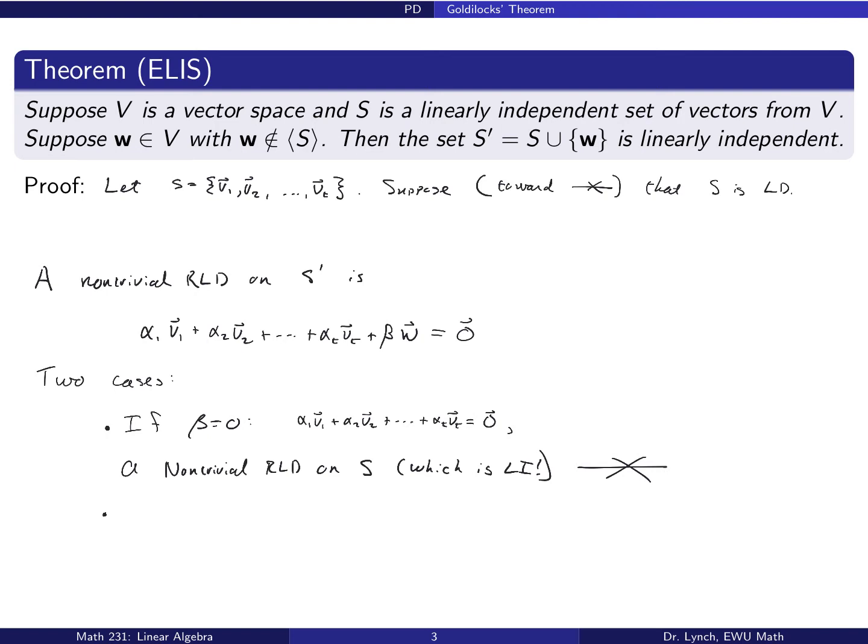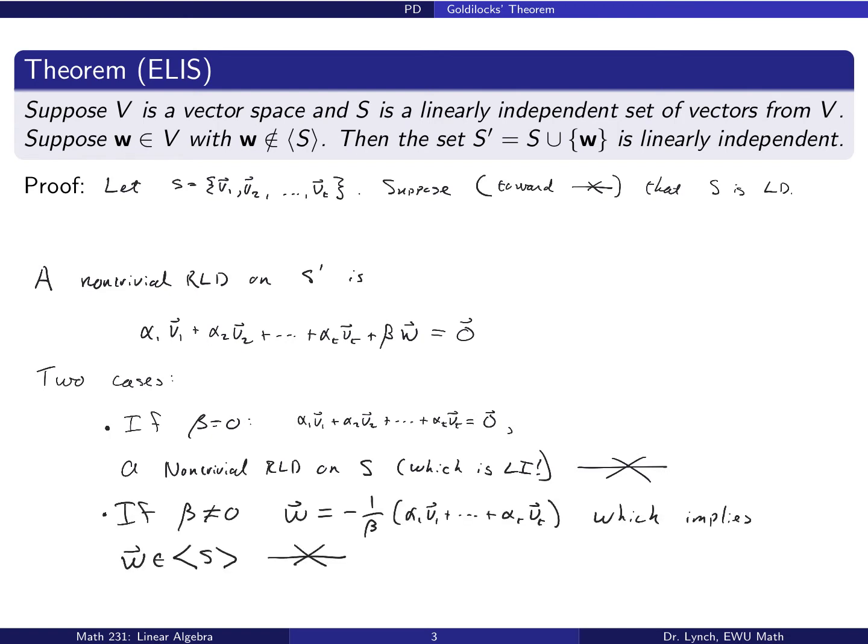Now, on the other hand, if beta is not 0, well, then we can write one vector as a linear combination of the others, and we see that therefore the set is linearly dependent. Okay, of course, W is minus 1 over beta alpha 1 V1 minus 1 over beta alpha 2 V2 and so on and so forth, then W is in the span of the set S, and this is a contradiction also. So the take-home message here is that whenever we add an element outside the span of a linearly independent set to another set, that new set is linearly independent.